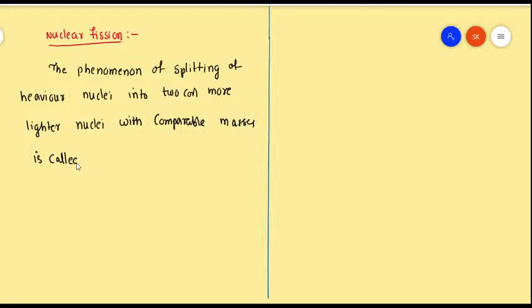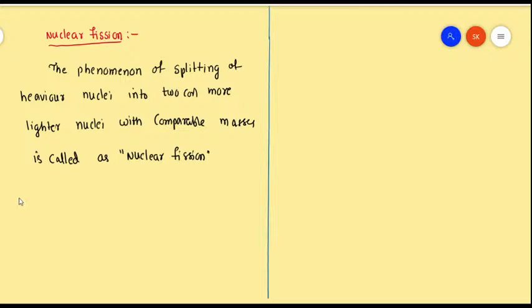Previously we discussed why the heavier nuclei will split into lighter nuclei. Because the heavier nuclei have less binding energy, they do not have stability. That's why, to attain stability, the heavier nuclei will split into two or more lighter nuclei with comparable masses. Now, one reaction I said in the last class for nuclear fission.